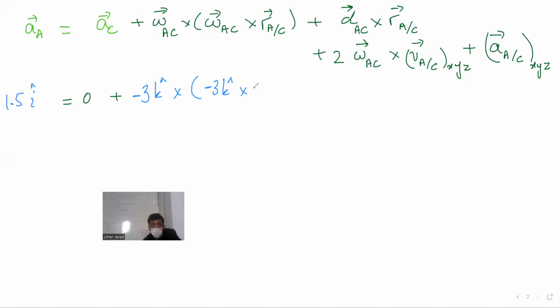Okay, so it is R A with respect to C. I don't know what was that, minus 0.5 A with respect to C cosine 30, and then A with respect to C is positive 0.5 sine 30 J, okay, plus alpha is unknown.